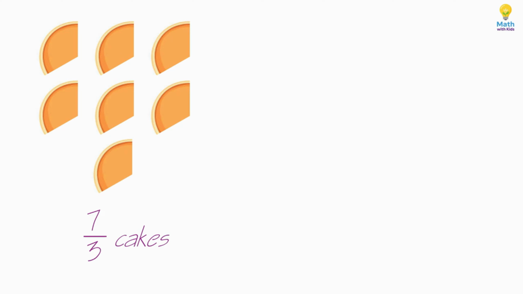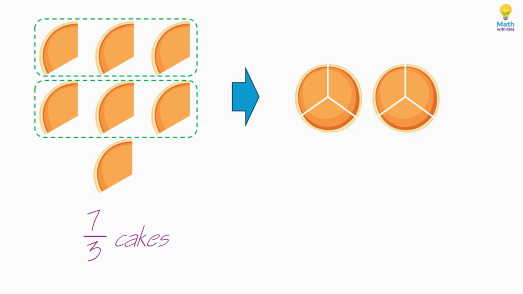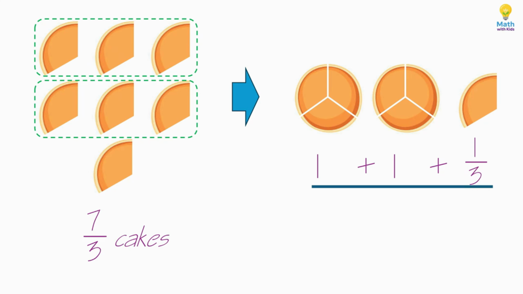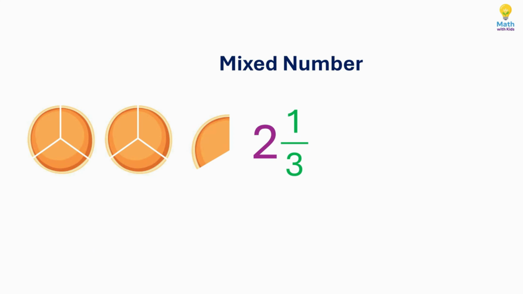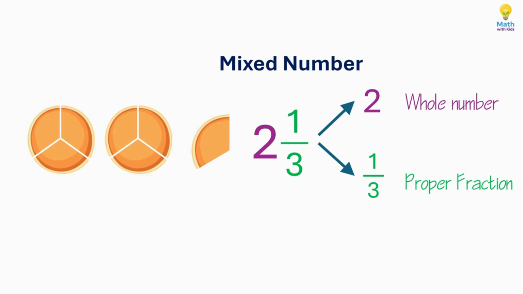3 pieces of 1/3 make 1 whole. If we have 7 pieces of 1/3, that's 2 wholes and 1/3. We write this as 2 1/3, which is a mixed number. A mixed number has 2 parts, a whole number part and a fraction part. For example, 2 1/3 means 2 wholes and 1/3 of another whole. It mixes 2 types of numbers. That's why it's called a mixed number.